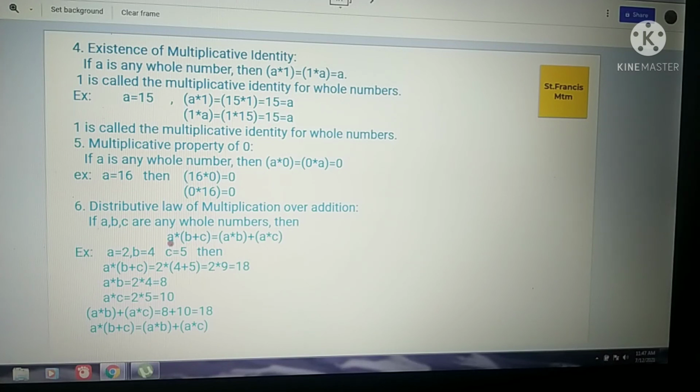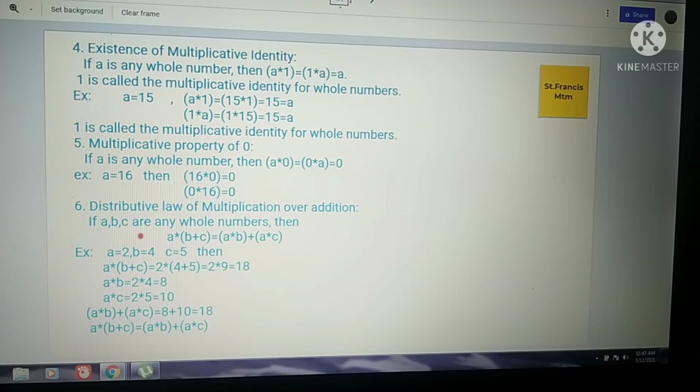So we will individually multiply each and every number: A into B and A into C. See, A into B plus, since in the bracket you have plus, I am placing plus here also, A into C. We have to multiply A with each and every number in the brackets, A into B, A into C. That time also you will get the same answer.